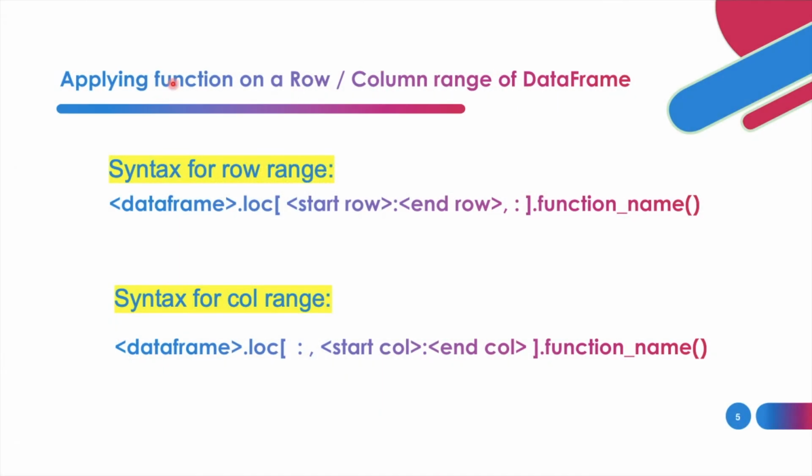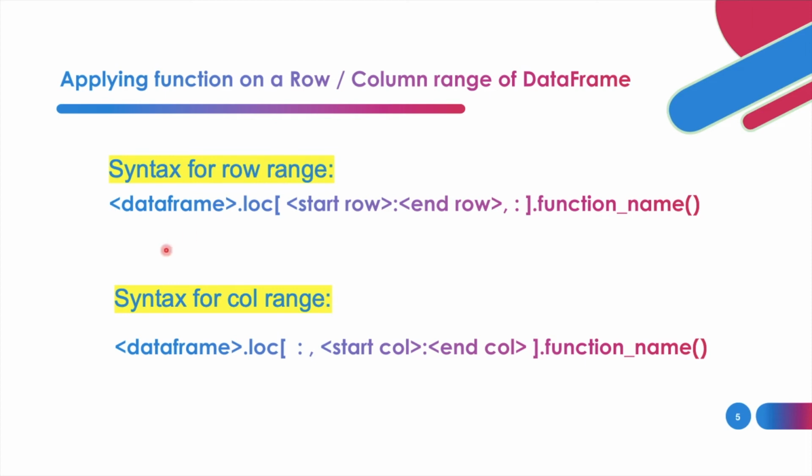In this example, we will learn how to apply a function on a row or column range of a data frame. In order to apply the function in a row range, we need to follow this syntax. That is, we use loc along with the data frame, and we set the row range, the starting row and the end row, and we keep the second parameter blank since we are only applying the function in the row range. So this is the syntax to apply the function in the row range.